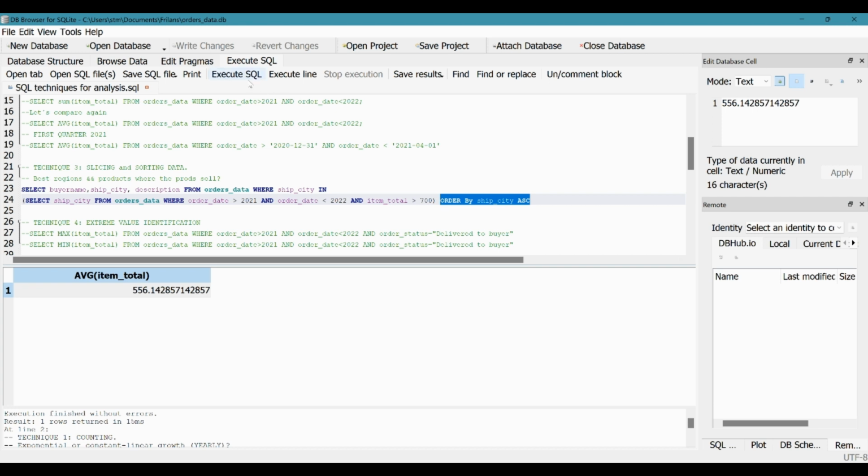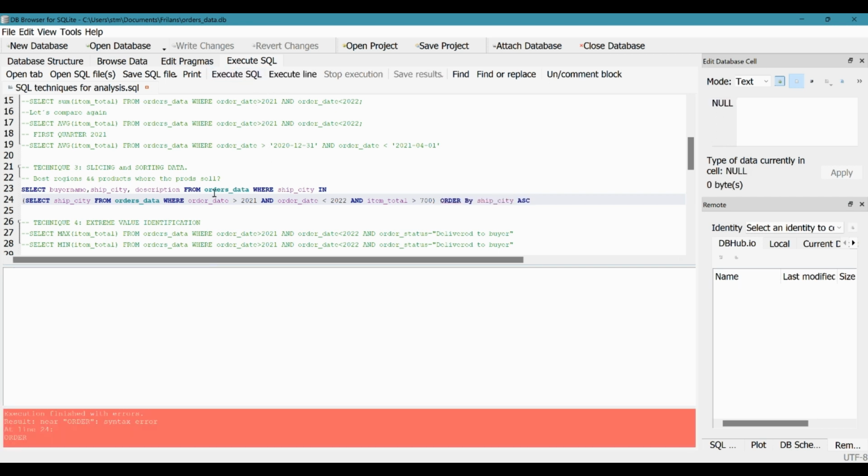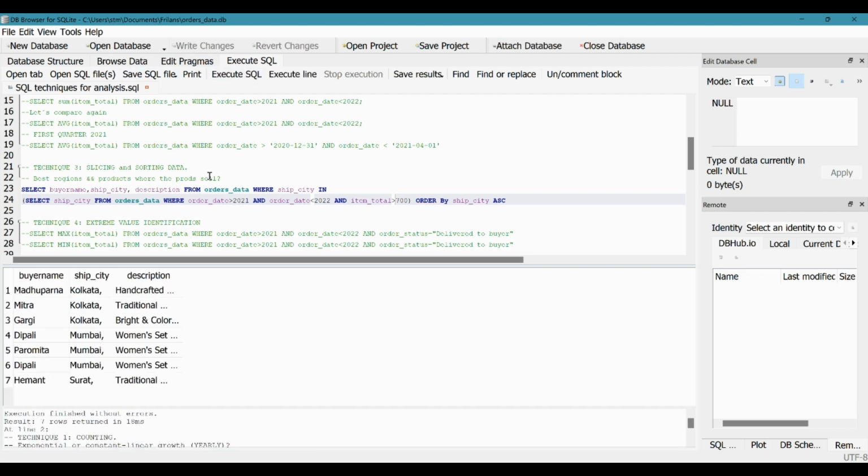alphabetical order. Now we get, of course, some syntax error. We just need to work a little bit with the syntax so that it doesn't complain so much. Let's see now. Yeah.